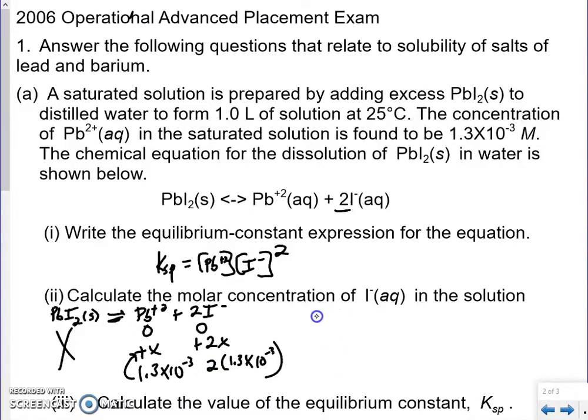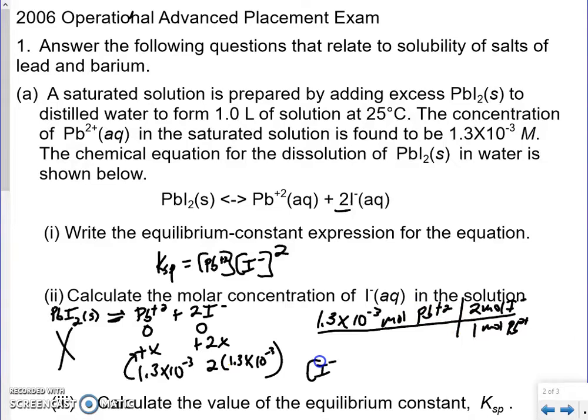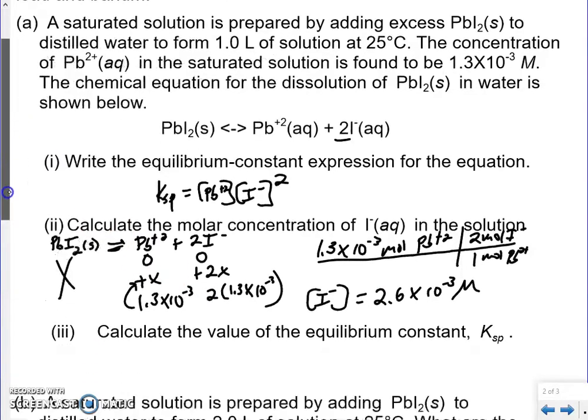Or you could do it this way: if you have 1.3 times 10 to the negative third, we'll just call it moles, even though it is molarity of the lead ion. For every 1 mole of lead, there are 2 moles of iodine. So either way you do it, you're multiplying by 2. And what we end up with is the concentration of the iodine ion is going to be equal to 2.6 times 10 to the negative third molar. Okay, not too bad. Let's keep going down.